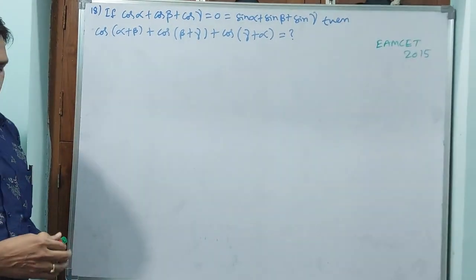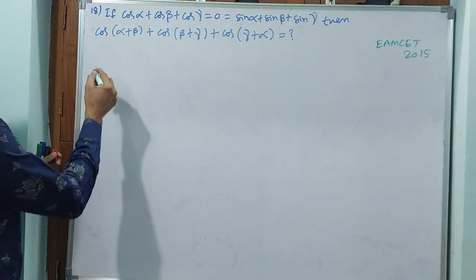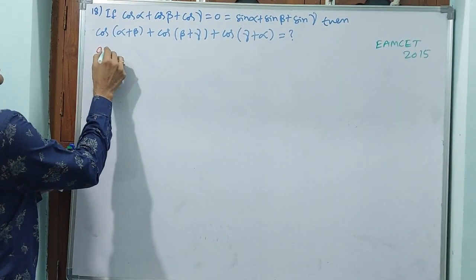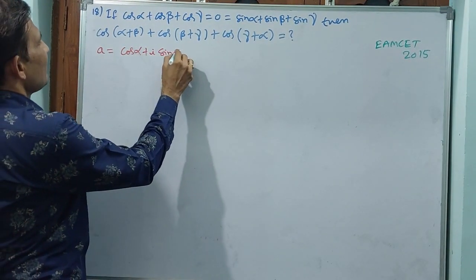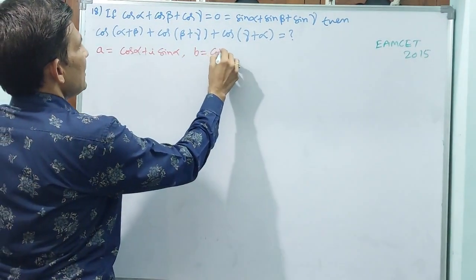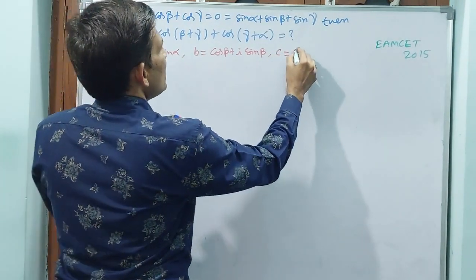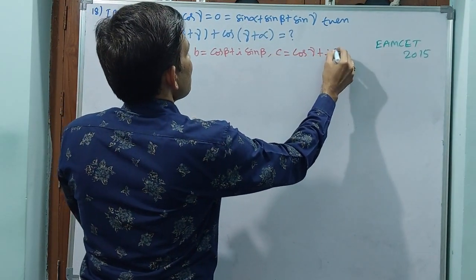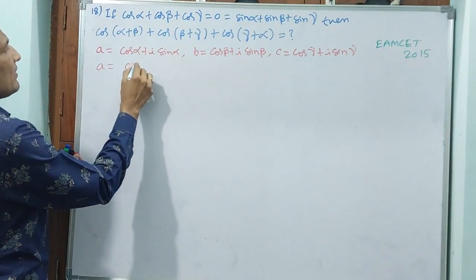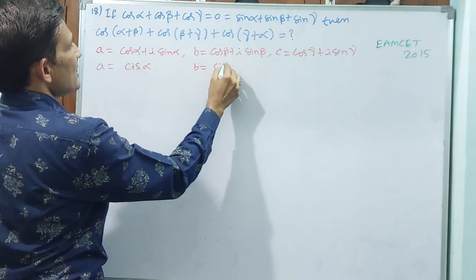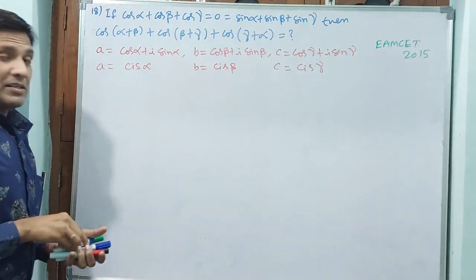When this question comes, automatically what you have to do, first you take A is equal to cos alpha plus i sin alpha. Okay, what I am doing, I am writing, you see. Let A is equal to cos alpha plus i sin alpha, B is equal to cos beta plus i sin beta, C is equal to cos gamma plus i sin gamma. Okay, and shall I write like this? CIS alpha, B is equal to CIS beta, C is equal to CIS gamma. Is it okay? Definitely okay.